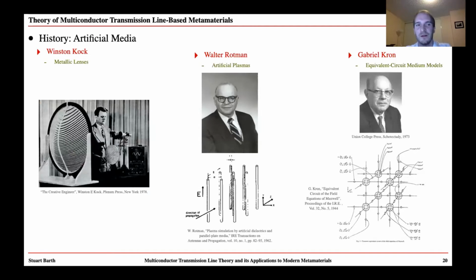Interestingly enough, metamaterials themselves come from a rich history of artificial media. Some key players in the development of artificial media were Winston Koch, who worked on metallic lenses. He performed radio wave beamforming using these lenses composed of just thin metallic plates. Walter Rotman investigated artificial plasmas at microwave frequencies by investigating how fields interacted with periodic arrays of thin wires. Gabriel Kron is noted for his work on equivalent circuit models to represent Maxwell's equations of electromagnetic waves propagating through certain media. His work led to the development of some realized form of these networks, and that forms the basis of transmission line metamaterials.